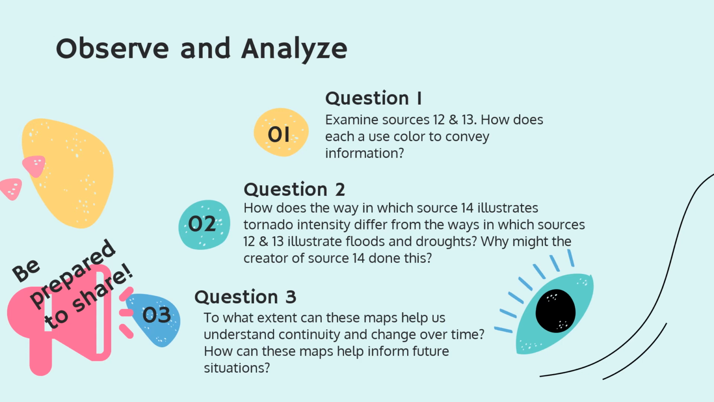So again, to what extent can these maps help us understand continuity and change over time? What things are staying the same, that's continuity, or continue, think about it like that, and what changes over time? How can these maps help inform future situations? What can they tell us in order for us to be prepared for the future? Go ahead and pause the video if you need to in order to answer question 3.